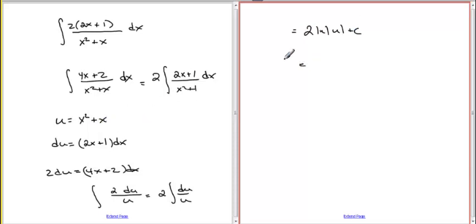And then u substitution says you go back and substitute u back in. Of course, you have to substitute back in when you are doing indefinite integrals. If you're doing a definite integral, what you would do is change the limits and just keep it in terms of u.